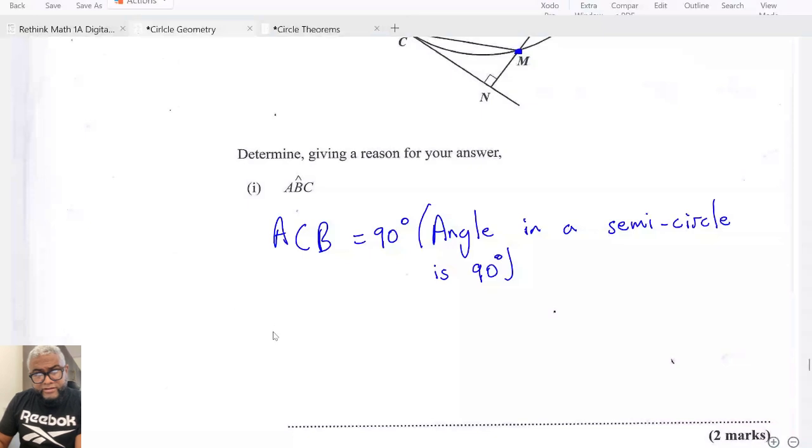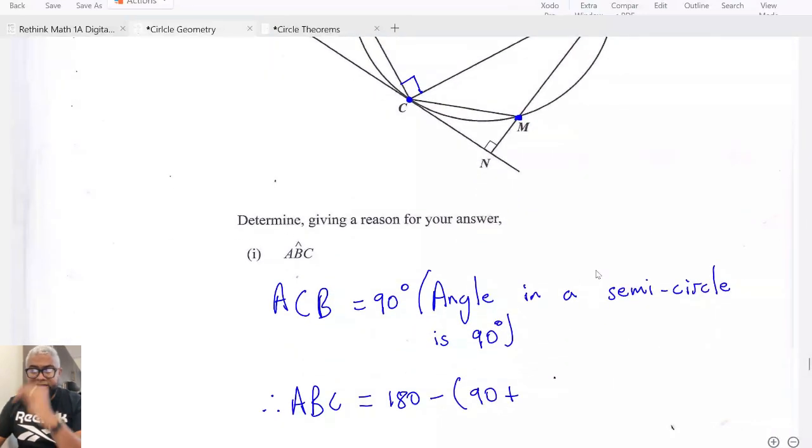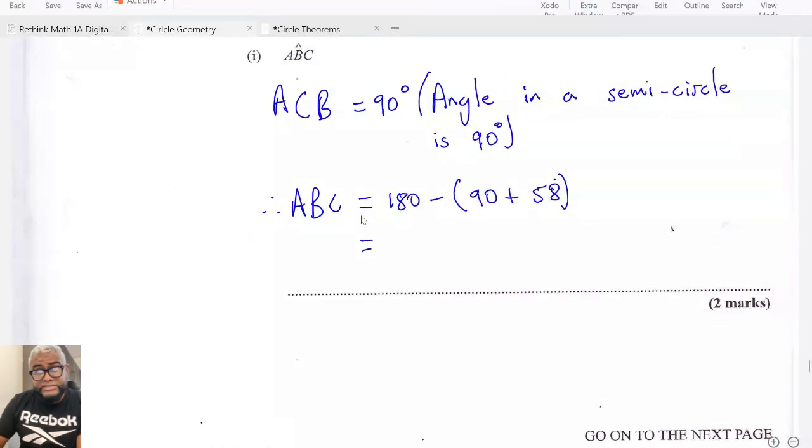So therefore, ABC is equal to 180 minus 90 plus what? 58. Is it 58? Yeah, 58. So what would ABC be? 32, right? 32 degrees. And we must put our reason, right? Angles in a triangle add up to?